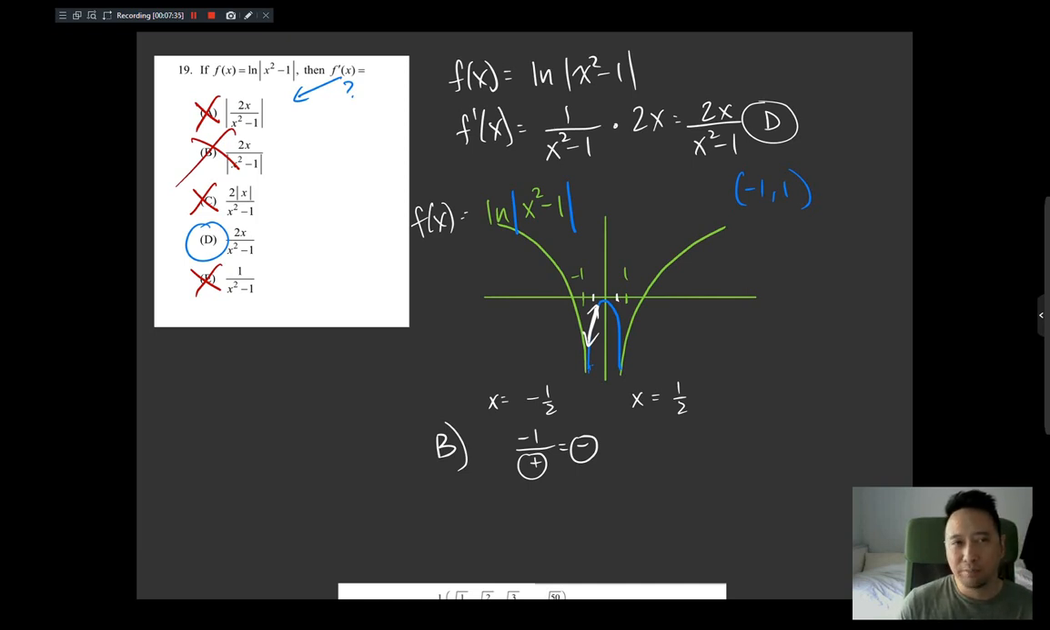But again, the percentage of students that can get there and actually graph this is very, very small, very minimal, right? I'm hoping at least you get to these two choices, and then it's going to be a 50-50 chance. Unfortunately, if you don't have the graph, it's going to be difficult to figure out whether there's an absolute value in the bottom or not. All right, so that's it for number 19.